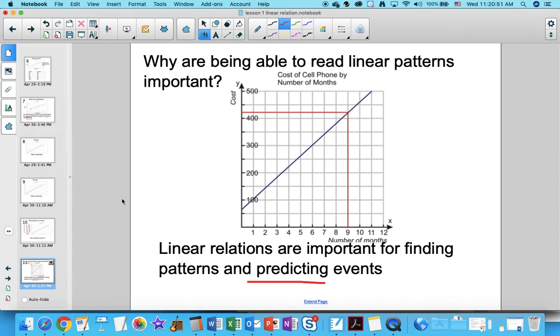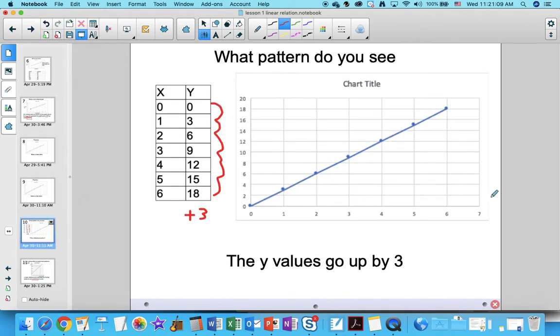The cost of a cell phone over a number of months has been increasing linearly. Using this information, knowing how much it's going up by, we could predict in 12 months what it will be, because it follows the same pattern. For this graph, we could predict what 8 would be, or what 7 and 8 would be.